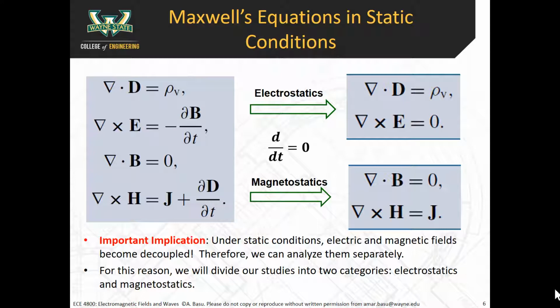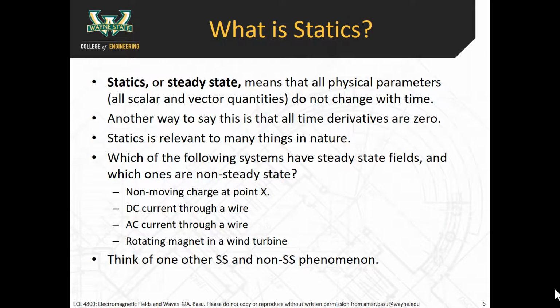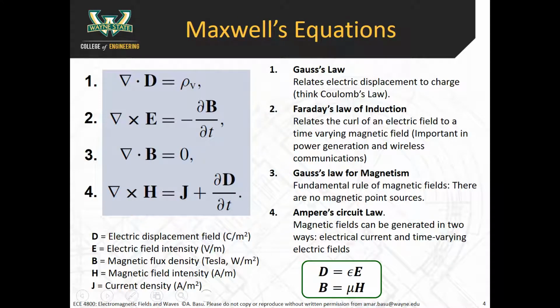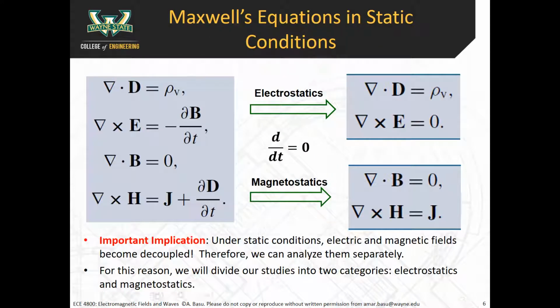Del cross H. Remember, H is related to the magnetic field. B and H are related just like D and E are related. B is equal to mu times H. So coming back to this, what does it mean? Del cross H equals J.